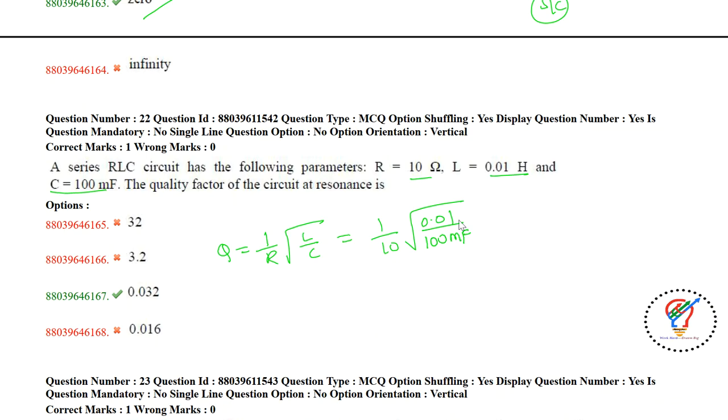Now substitute these values inside the square root, and you're going to find the answer value as 0.0316, approximately 0.032. The quality factor has no units, remember this point. So no units. That's it for this session.